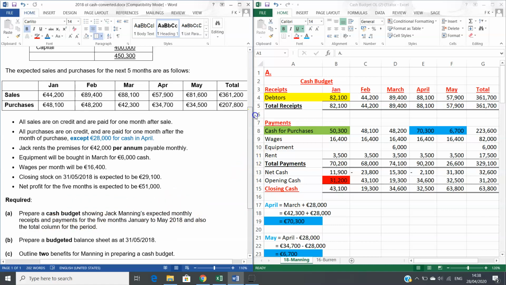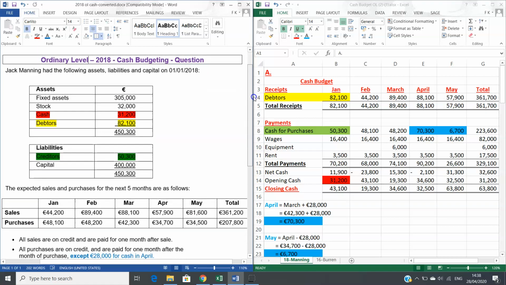Okay, so we get started on that first of all. So you can see my cash budget here. I have my receipts, January, February, March, April, May, the 5 months, including a total column as it was asked for in the question. So the first entry on the receipts is debtors. Obviously debtors are people who owe us money. And as we can see from the question, all sales are on credit and are paid for 1 month after sale.